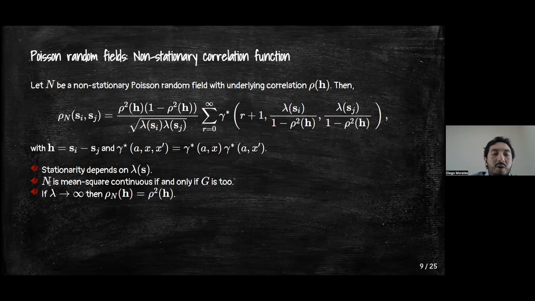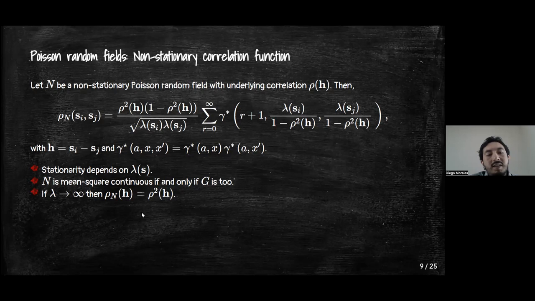We can prove that the Poisson random field is mean square continuous if and only if the Gaussian random field parent is also mean square continuous. This is because the correlation function, as you can see, depends on the correlation function of the Gaussian random field. And if lambda tends to infinity, then the correlation of the Poisson random field is equal to the correlation of the exponential random field.